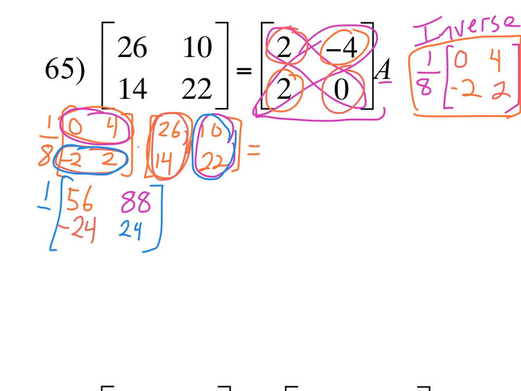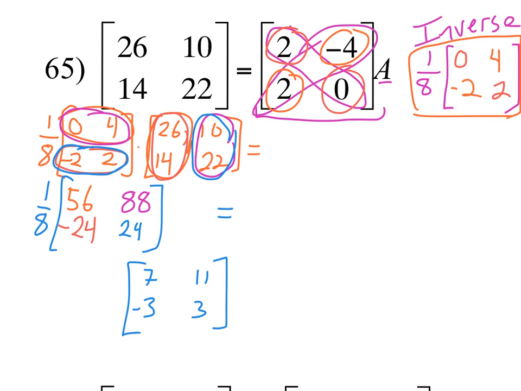And again, I like keeping that 1/8 out front because now I can see that we've got 1/8 times all these things. Thankfully, they all come out kind of nice. 7, 11, negative 3, and 3. That's going to be our final answer here, but I want to see why that's our final answer.